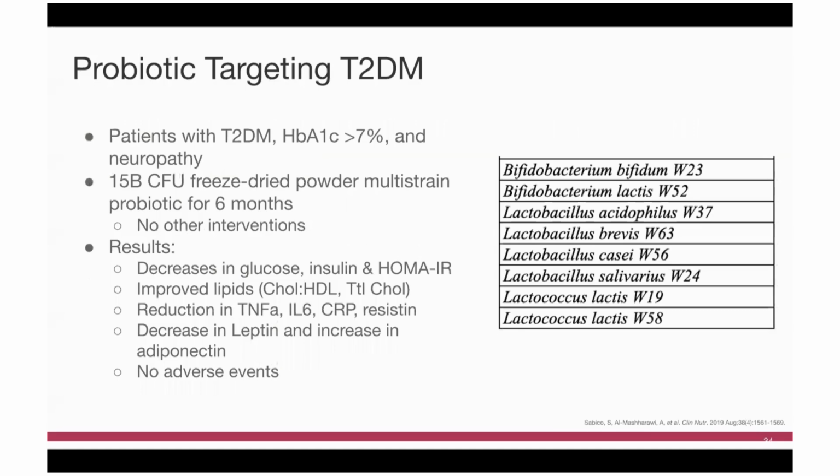So this is a study on patients with type 2 diabetes, hemoglobin A1C over 7%, and neuropathy. They were not on any pharmaceuticals. They were given 15 billion CFU of a freeze-dried probiotic powder daily for 6 months. There was no other intervention, no dietary changes, no movement, nothing.